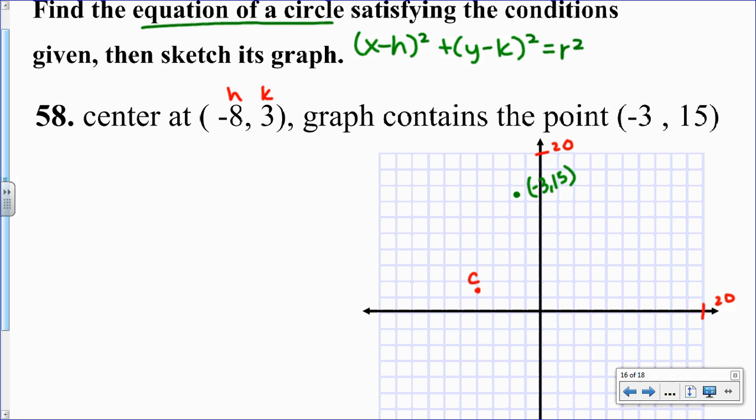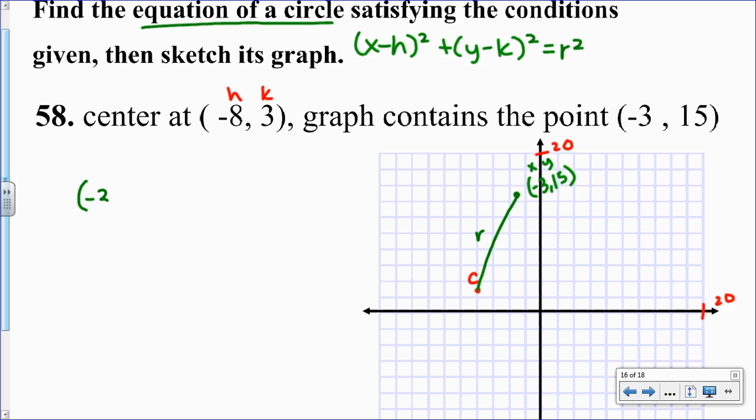So I can do this two different ways. I can use the equation and plug negative 3, 15 in for x and y and negative 8, 3 in for h and k, and solve for r. That's how I'm going to do it. Or what else could you do? You could use the distance formula to find what that distance is. That would also give you r. But if I use the equation, I'm going to plug in negative 3, 15 for x and y, and negative 8, 3 for h and k.